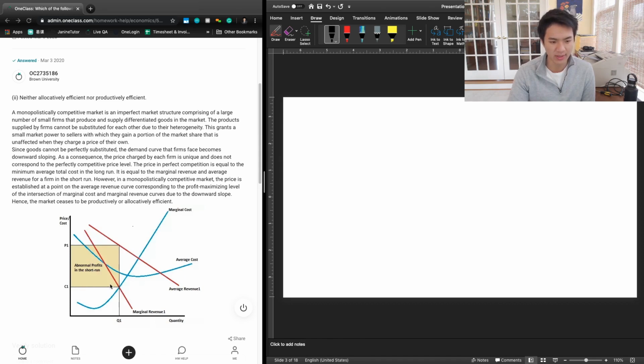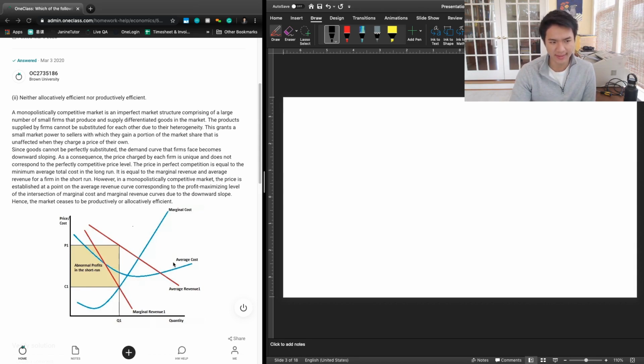And what results is this square of profits in the short run, where they're actually able to earn positive economic profits as opposed to zero economic profit in this monopolistically competitive market. And so that's a really big refresher on what the structure for monopolistic competition looks like. And so hopefully that is familiar to you guys.